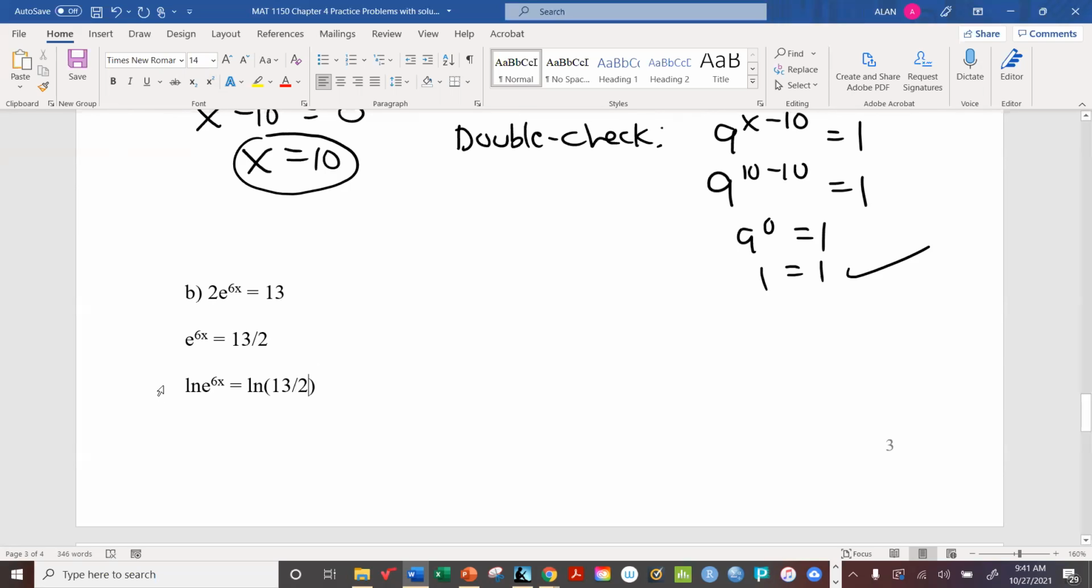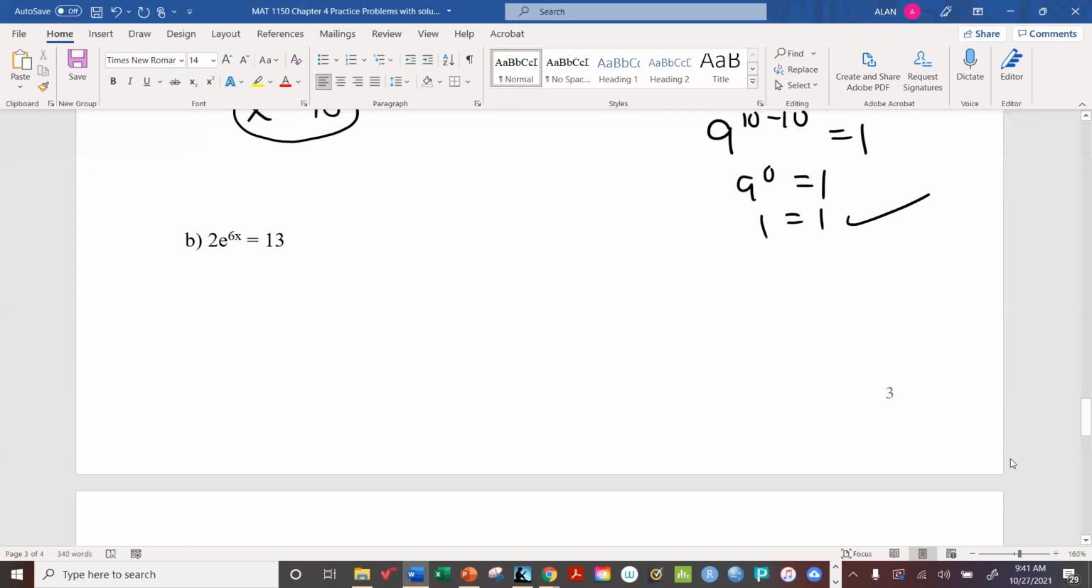All right, I'll tell you what, hold on one second. I'm going to do this by hand. Anytime there's fractions involved, it starts to get very messy. So I'm going to do it by hand. So e to the 6x could be rewritten as 13/2. Now let's apply the logs.